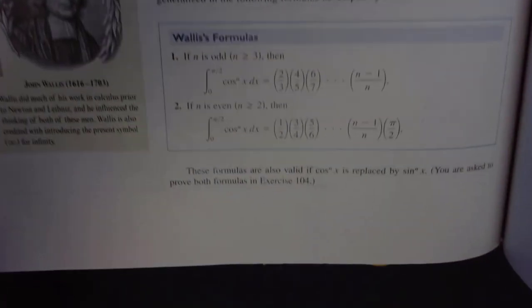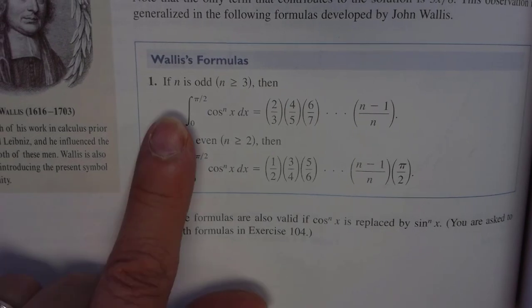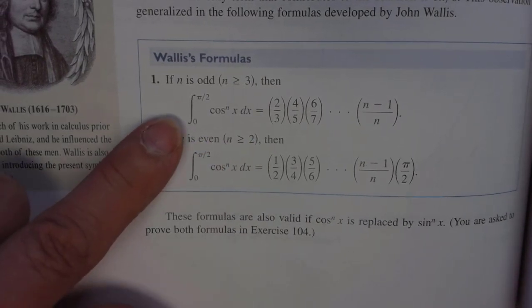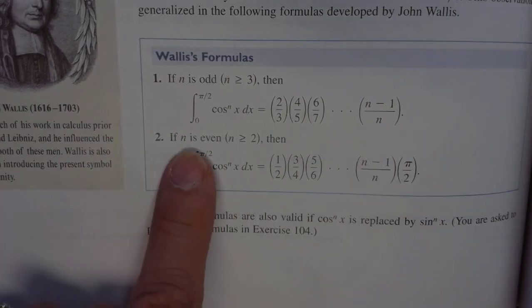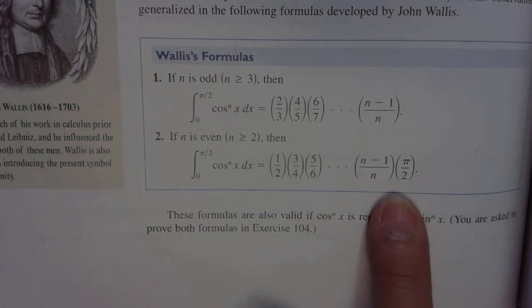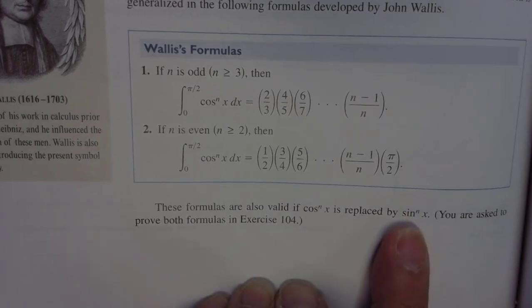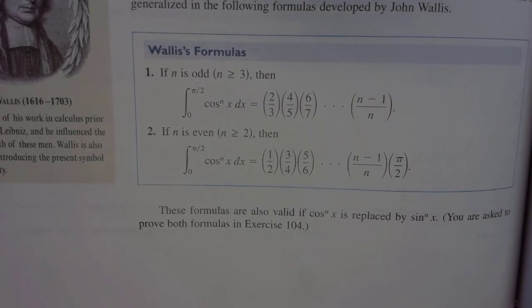At the bottom of this page are some very useful formulas. If n is odd, and we're looking at definite integrals from 0 to pi over 2 for cosine, it becomes this. If n is even, it becomes this. And these formulas are also valid if you replace cosine by sine. You're asked to do that in one of the homework assignments.